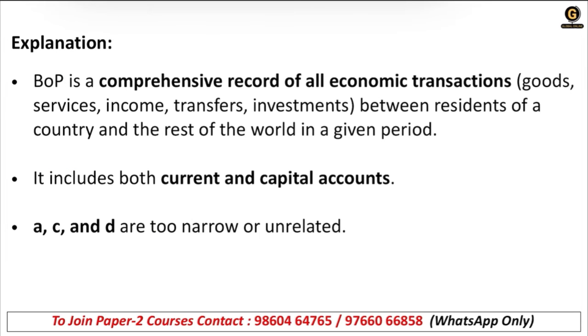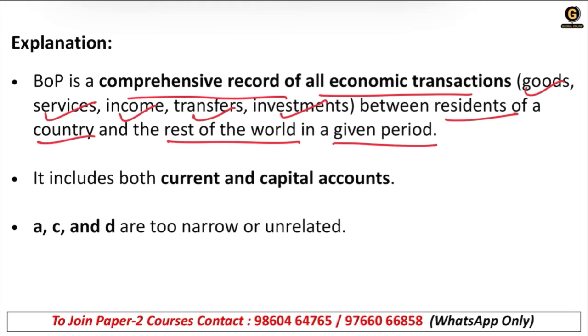See, BOP is a comprehensive record of all economic transactions like goods, services, income, transfers, investments between residents of a country and the rest of the world in a given period. Correct? That is your exact BOP. It includes current and capital account. We have already discussed the current account and capital account in the theory session, right?